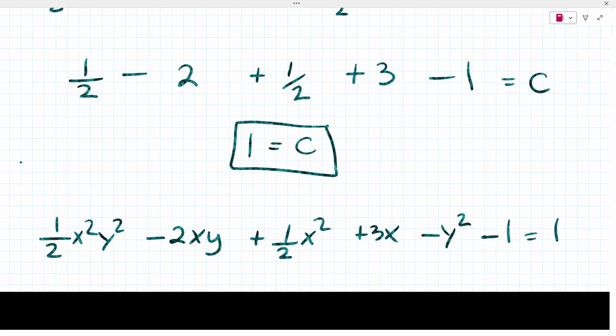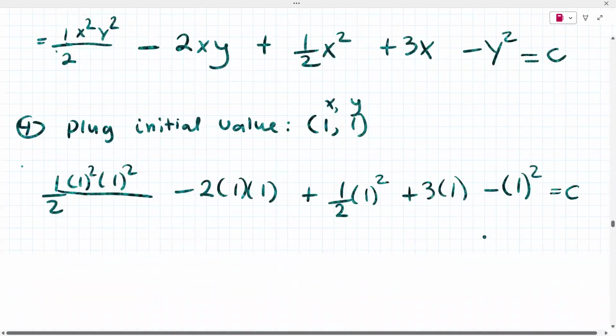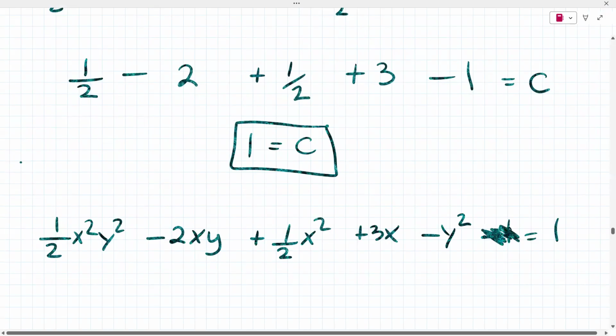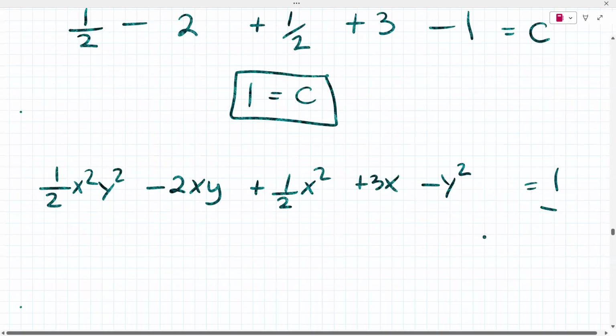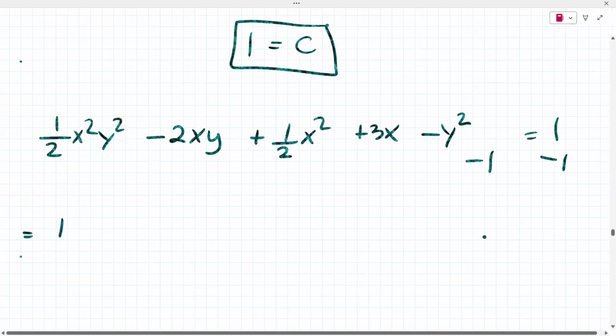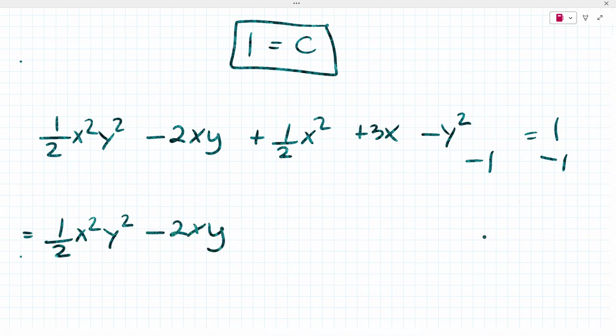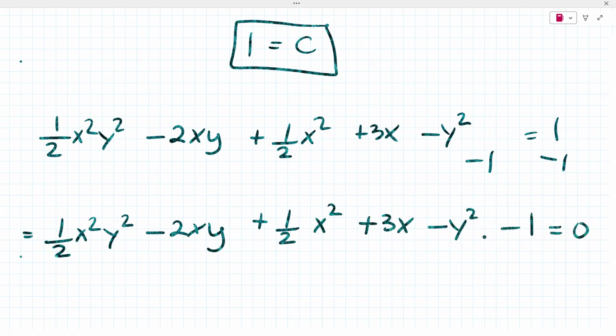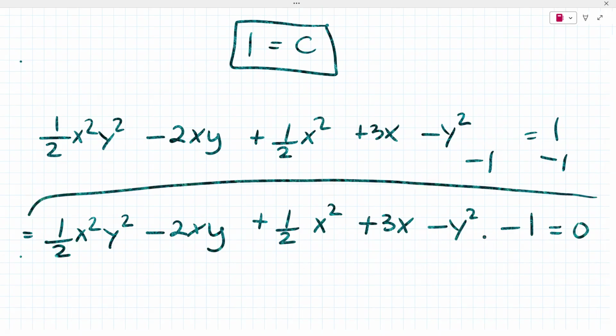And whoops, I put an extra negative 1 here. This should not be 1, but we have to get this side to 0, so we do have to subtract 1 from both sides. So I'm going to get 1/2 x squared y squared minus 2xy plus 1/2 x squared plus 3x minus y squared minus 1 equals 0. There you go. There is your final answer.